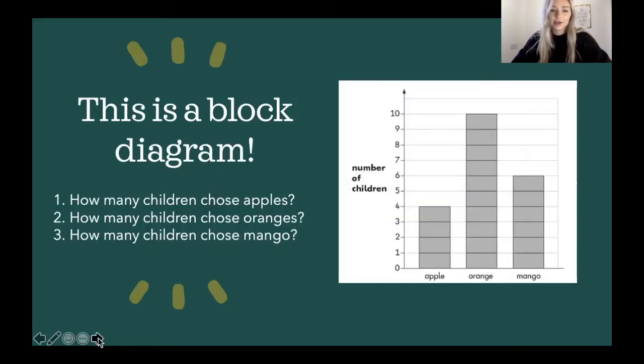Here is an example of a block diagram. We can see that at the side we have the number of children, and along the bottom we have different types of fruit. Now, rather than being represented as lines like a tally chart or pictures like a pictogram, in a block diagram we just use blocks to show the data. This could also be called a bar chart as well.